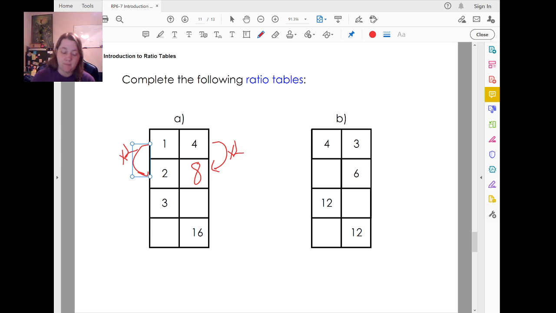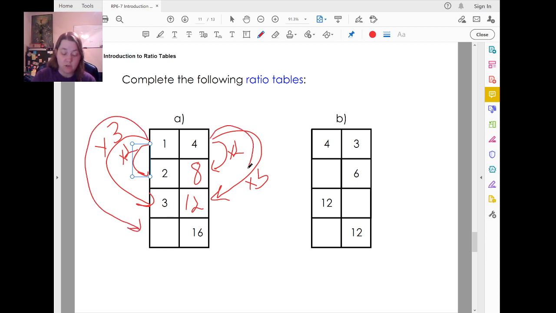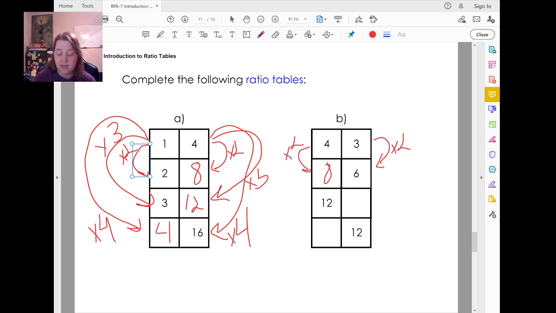Welcome back! To get to the next one, how do we get to 3? We multiply by 3, which means on this side, 4 times 3 is 12. And then on this side, we don't know what to multiply here yet, but I do know that 4 times 4 is 16. So over here, I'm going to multiply by the same thing, and I'm going to get 4. Hooray! On this side, 3 to 6, I'm multiplying by 2. So I would also multiply that 4 by 2 to get 8.